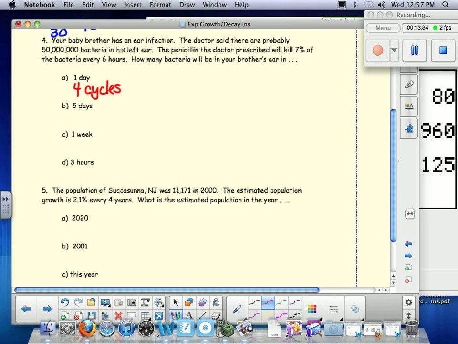So we've got 2 ways to do it. We could do 5 times 24 and get 120 hours. And then 120 divided by the 6 hours per cycle tells us 20 cycles. Or just 5 times 4, because we know how many cycles there are for each day. Yep, a couple different ways to go there. A week is going to be 28 cycles.